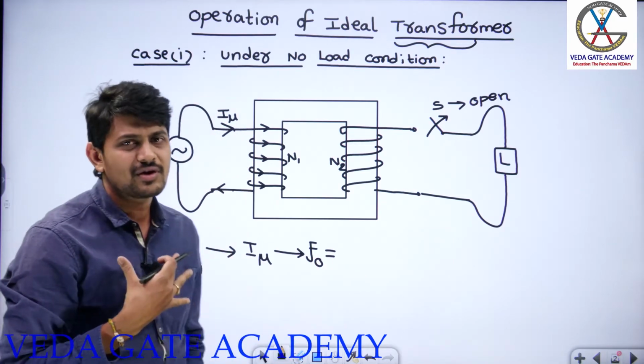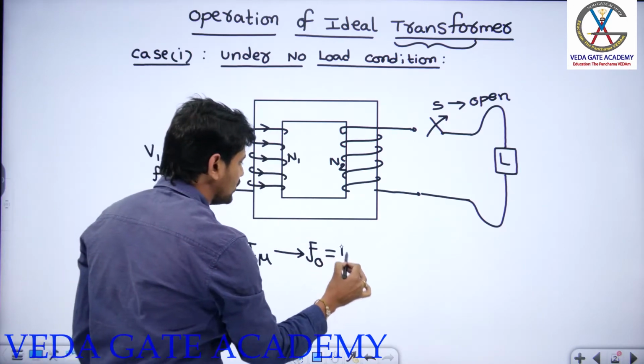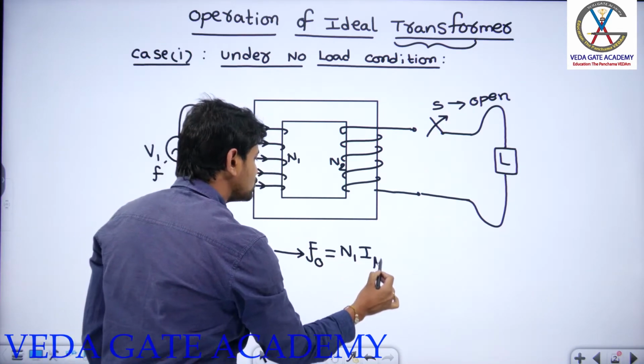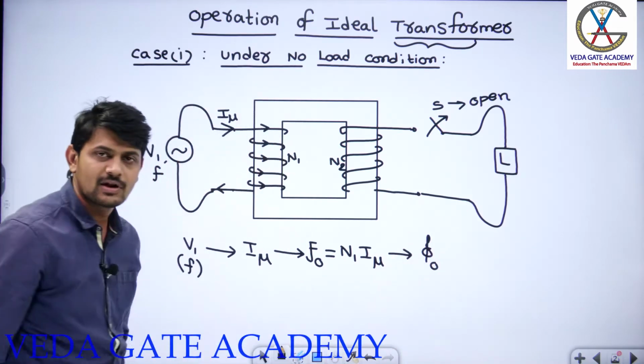All these basics we will try to discuss during the regular classes. The no-load MMF is equal to N1 into I mu. So this MMF will try to drive the flux, which I can call the operating flux phi naught.